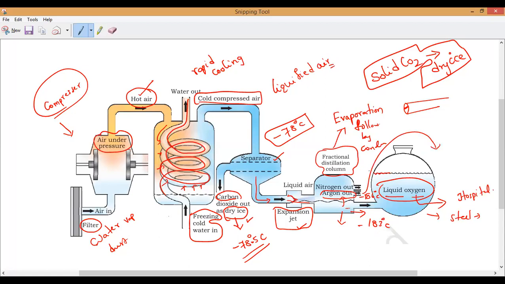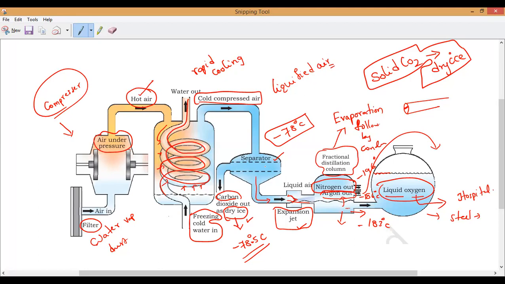Next, what will the temperature reach? Minus 196. Understand? So minus 196 will be reached, and by then what gas will collect? Nitrogen gas will collect, and it will be stored separately and used to manufacture fertilizers. So this is the complete process of separation of components of air.